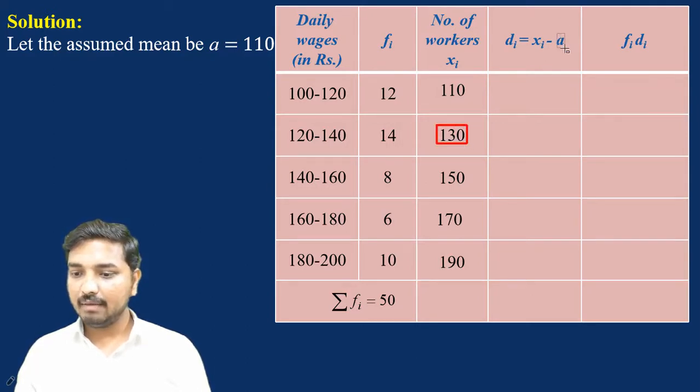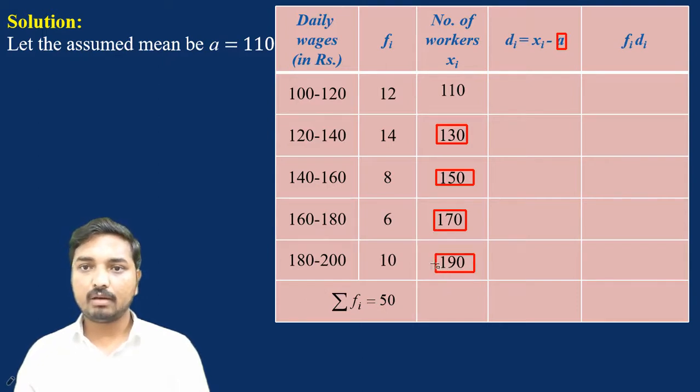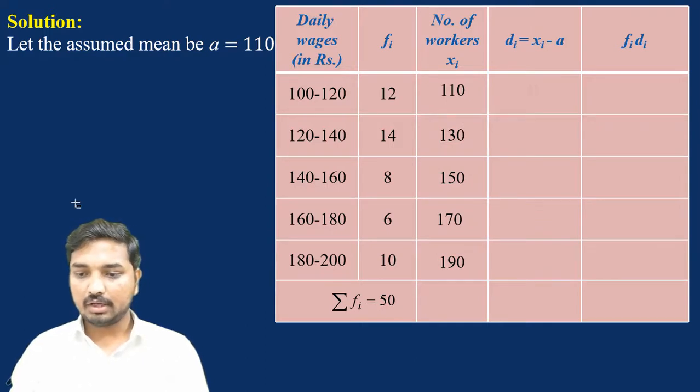130 minus 110 means it will become 20. In the same sense, 150 minus 110 is 40, and 170 minus 110 is 60. The last one, 190 minus 110, will become how much? 80. I'm not going to apply animation here; I have written directly. Look here: 0, 20, 40, 60, 80.